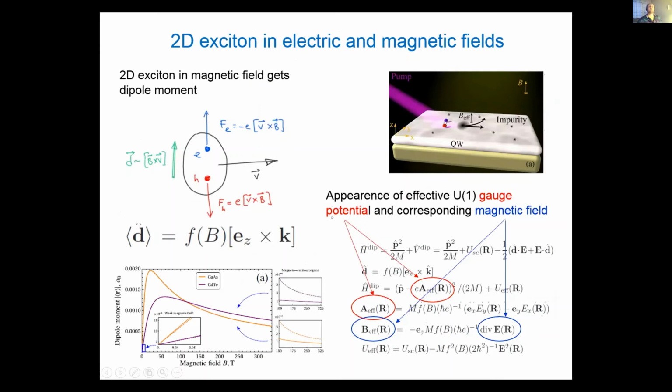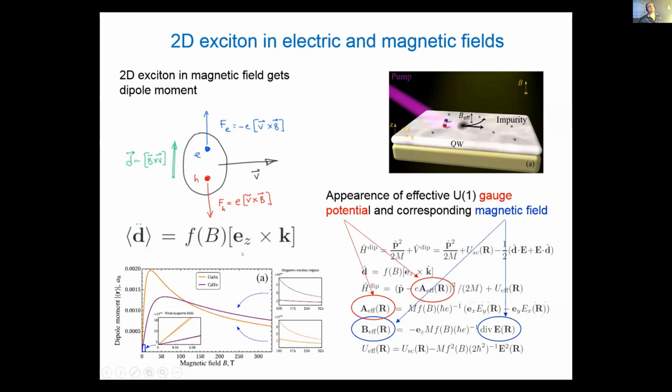So let us consider the two-dimensional exciton, which is placed in the magnetic field plus an electric field. What will be the effect of the magnetic field? If the exciton is moving, then classically the Lorentz force acting on the hole and the Lorentz force acting on the electron will be directed oppositely.